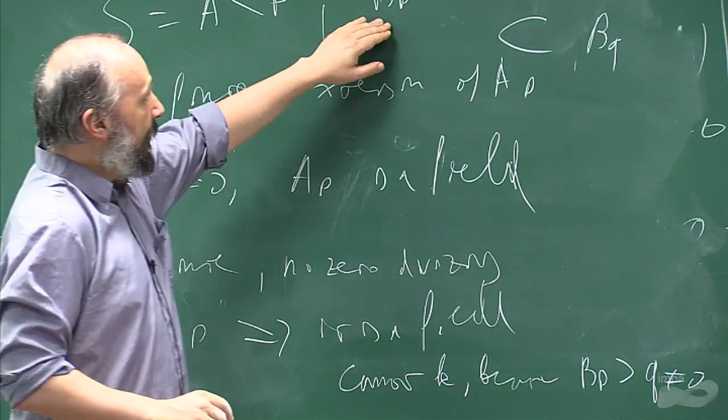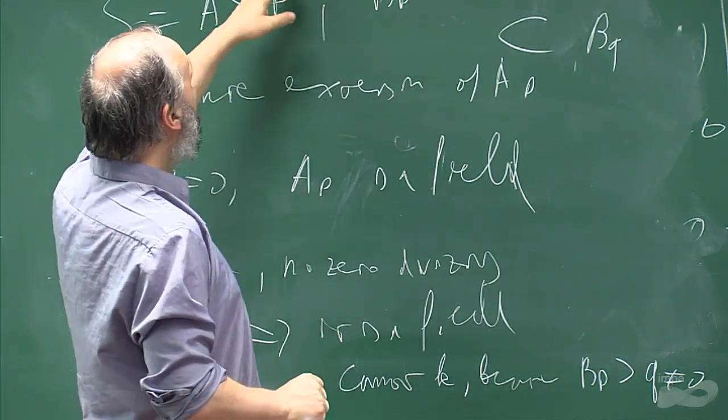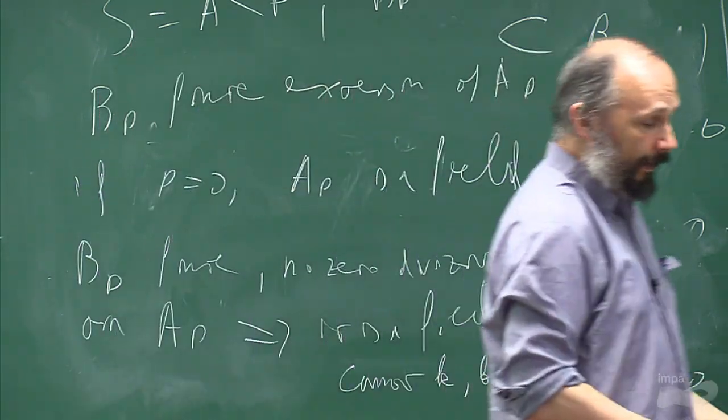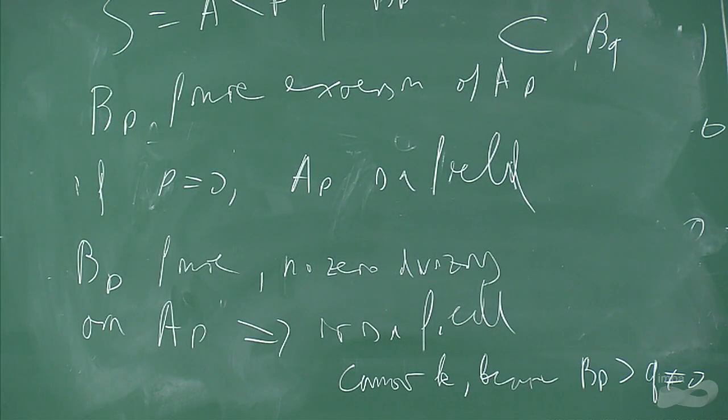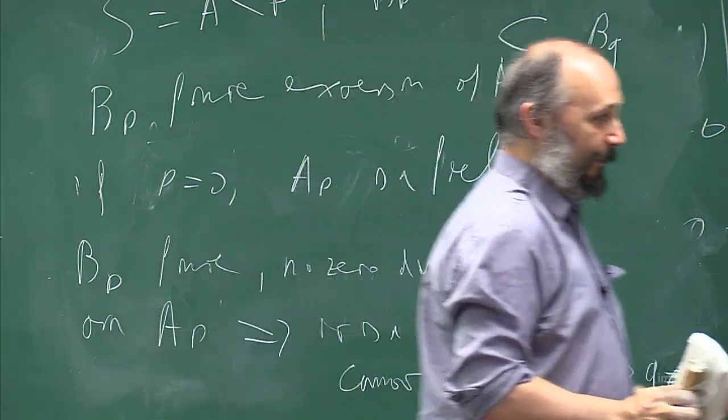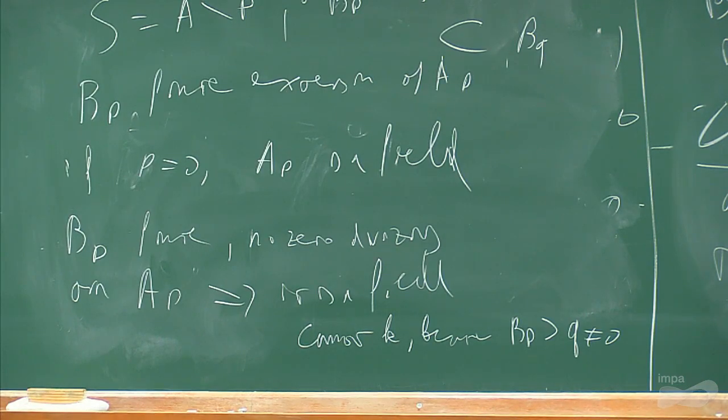You can localize B at P, you can localize B in Q. This gives you a local ring which has a non-trivial maximal ideal. Because as we have discussed, you can actually embed a ring into its localization with respect to a prime ideal. Okay, am I clear?